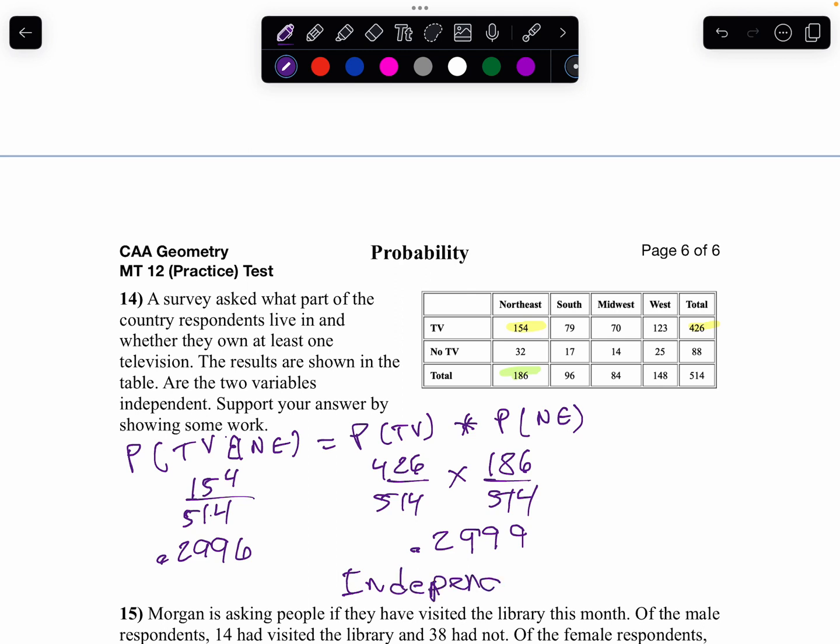Now, if you think being off by 4 ten-thousandths or 3 ten-thousandths makes them not the same, you could justify dependent, but you got to show your work. That's the key. You just got to show your work.